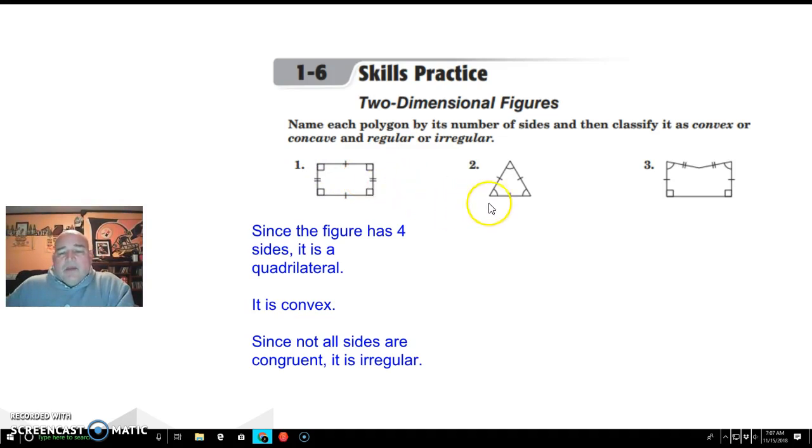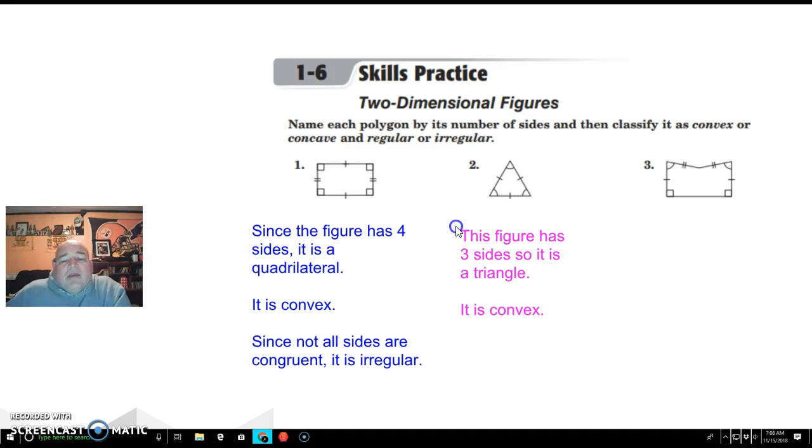Our second example, well, it's a triangle because it has 3 sides. It is convex. As a matter of fact, every triangle is convex. You can't make a polygon that's a concave triangle. All the sides and the angles are congruent or equal, therefore it is regular.